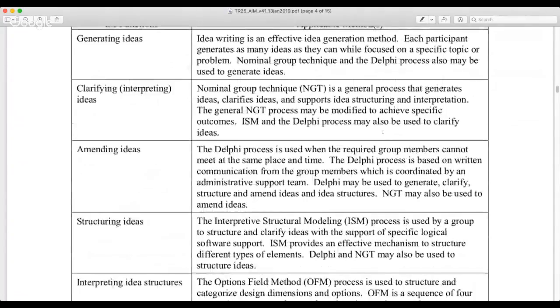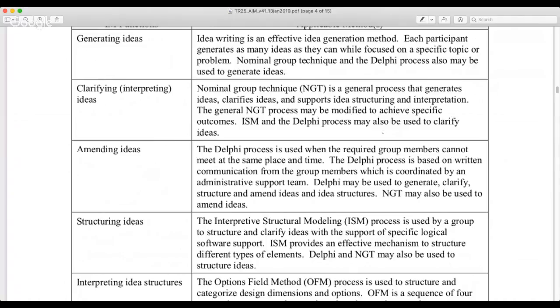And then, of course, amending ideas. The Delphi process is used when required group members cannot meet at the same place and time. The Delphi process is based on written communication from group members, which is coordinated by an administrative support team. Delphi may be used to generate, clarify, structure, and amend ideas and idea structures. NGT may also be used to amend ideas. So you can see that for these functions, you can have multiple different techniques that are available to perform the function.